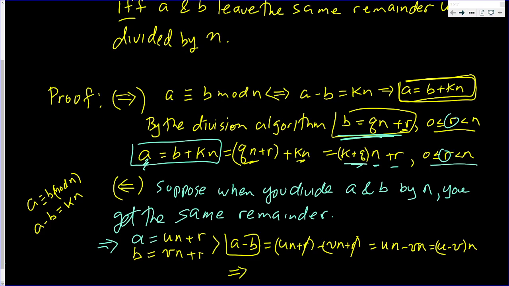This implies that a is congruent to b mod n, because this means that a minus b is a multiple of n. But that's just what I showed. a minus b is some integer multiple of n. And that finishes this video.